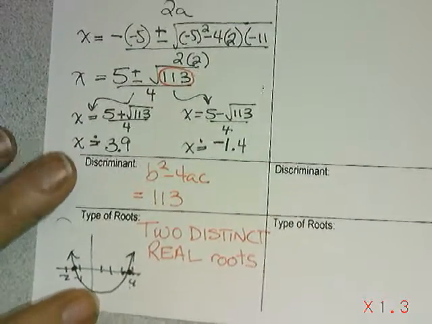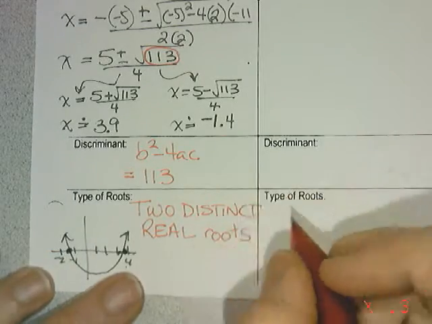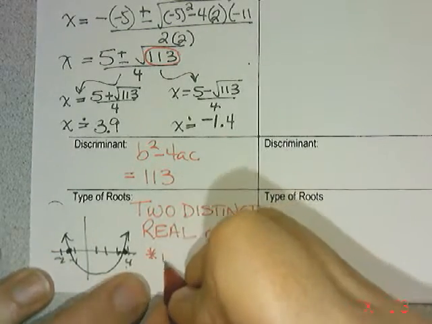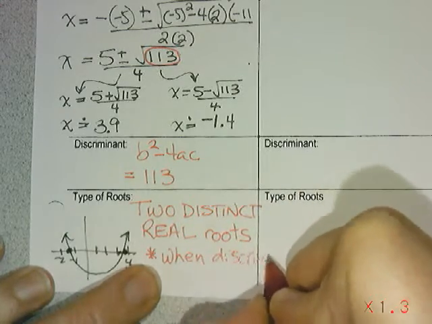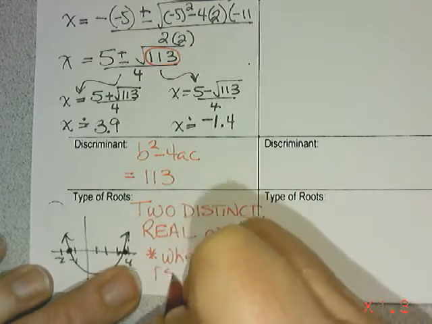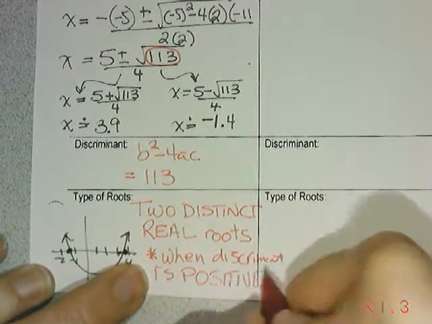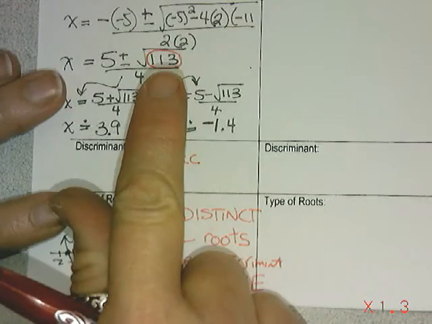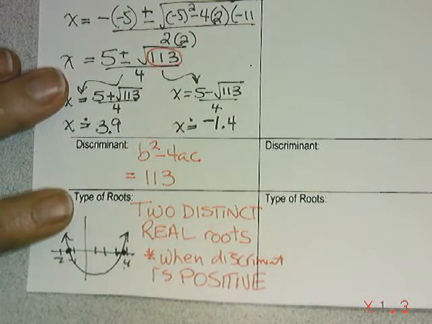They could be positives, they could be negatives, they could be decimals, they could be fractions, but they're in the real number system. And this always happens when the discriminant is a positive number. You can count on that. You get a positive number under your root sign for the discriminant, you will have 2 distinctly different real roots.